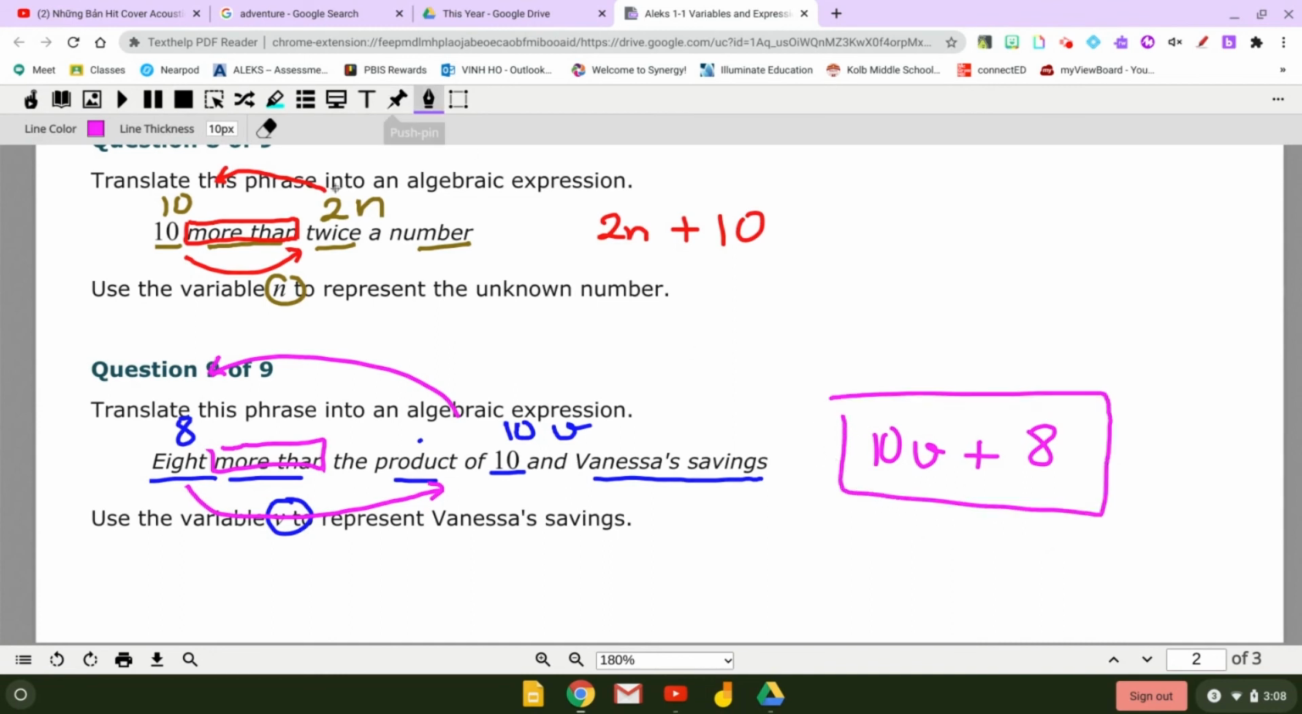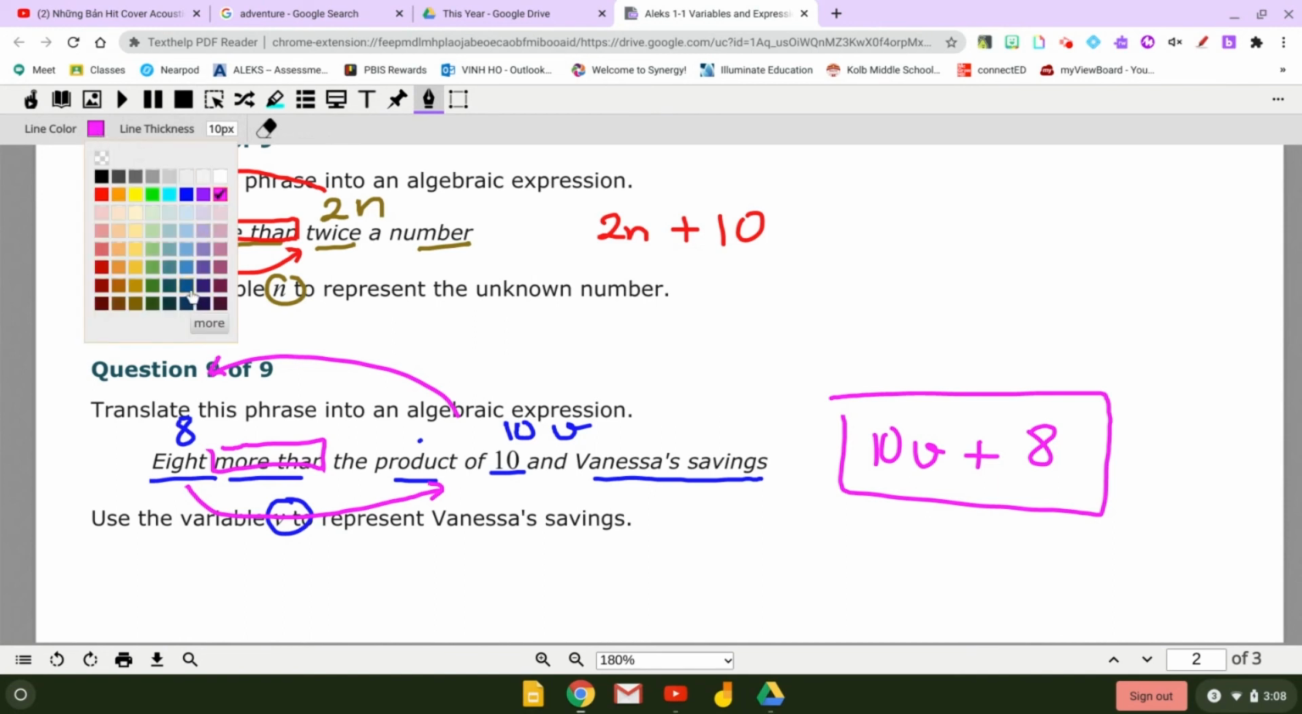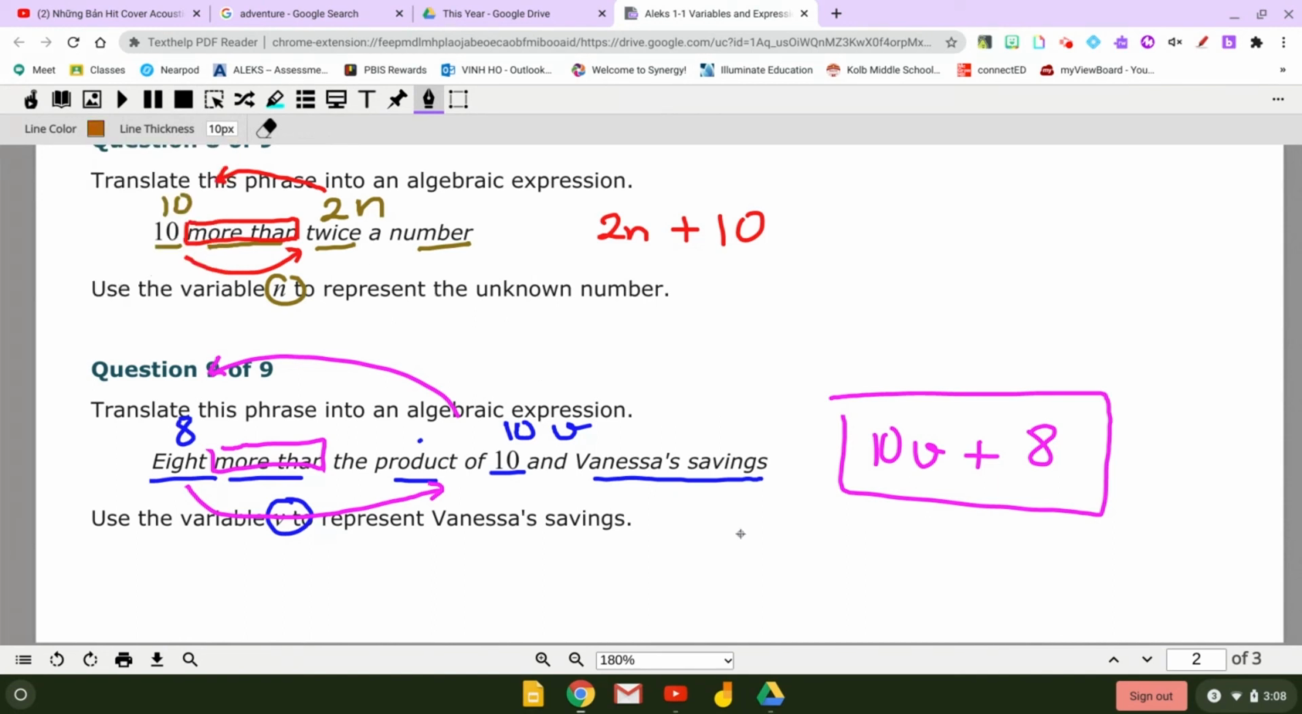Now, just in case, if you put in 8 plus 10V in Aleks, which is still correct for addition, but it's wrong for subtraction. So be careful. If the computer accepts your answer like this, keep in mind that you may get a wrong answer with subtraction if you don't switch the terms around.